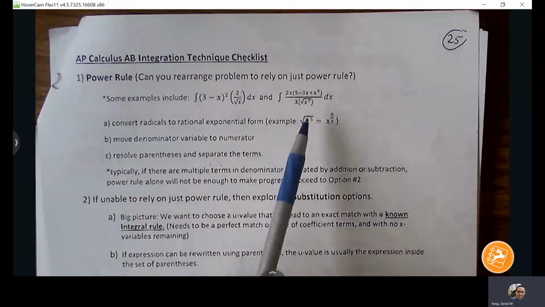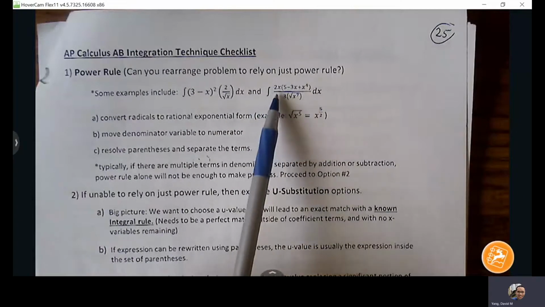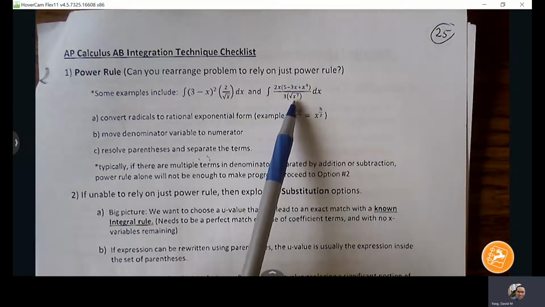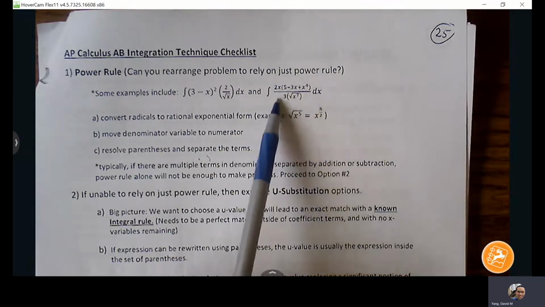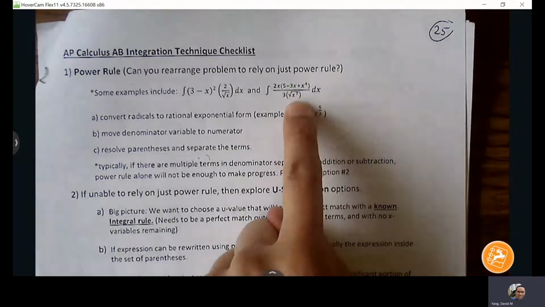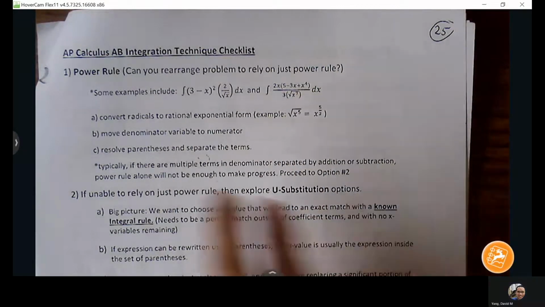Same thing with this second example. This looks potentially complicated, but you see how there's only one term in the denominator? There's no multiple terms. There's not like 3 root x plus 3 or plus 5 or minus 2. This is one term here. We can quickly separate it into individual problems, and then turn this into 3 separate problems, each with their own rule.